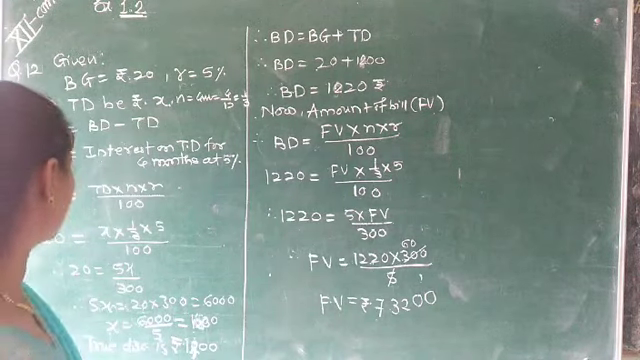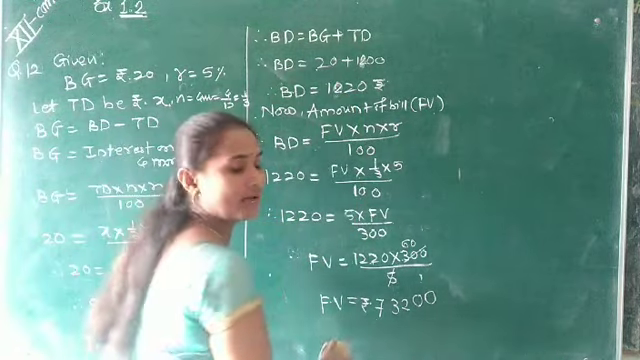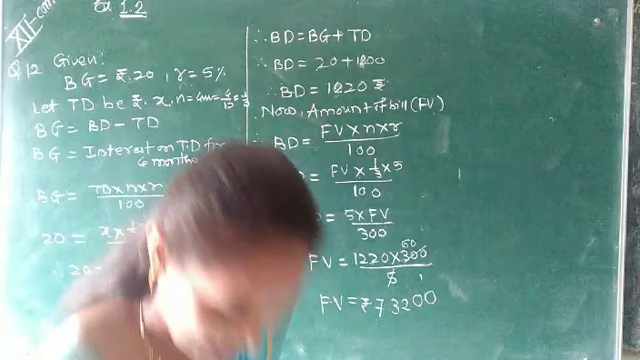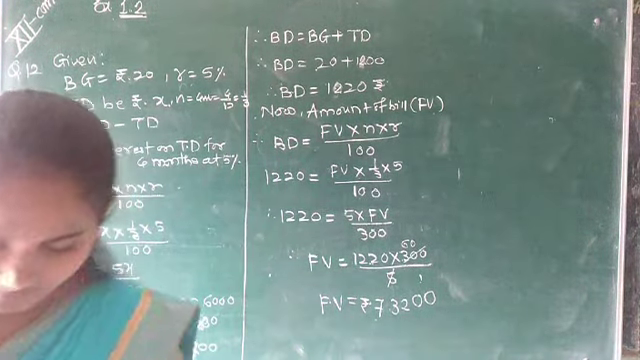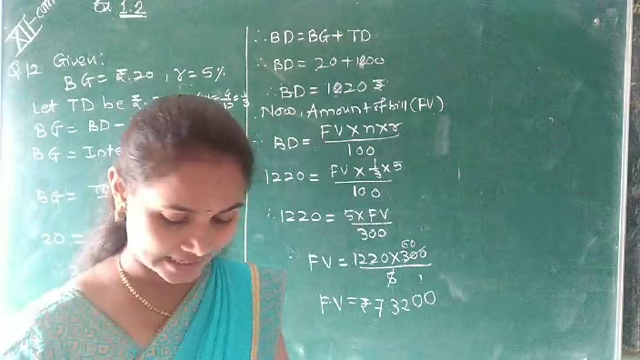73,200. So here we first find the true discount, then the banker's discount, and the last one, that is amount of the bill, is rupees 73,200. Now see the next example here. Example number 13, which is a very easy example also.